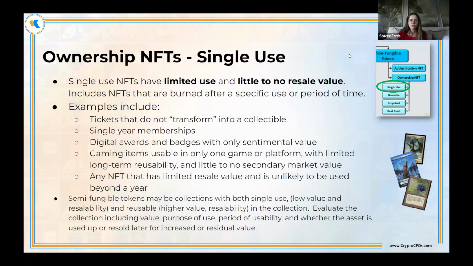Single use, limited use, little to no resale value. This is something where you buy it, it's a ticket, it doesn't transform. It's a single-year membership. It's a digital award or a badge. POAPs, any of you going to F Denver, you collect all your POAPs as you go around. Doesn't really have any value. You can't really resell that. A semi-fungible token collection could have both single-use and reusable in the same collection. Single-use, again, low value, low resellability, or no ability to resell it.